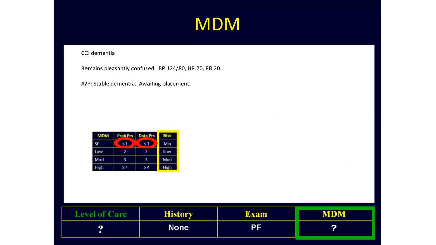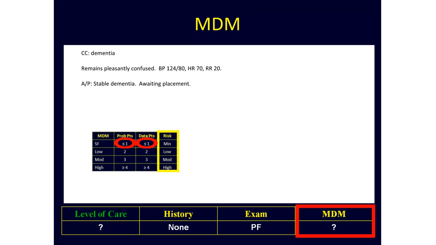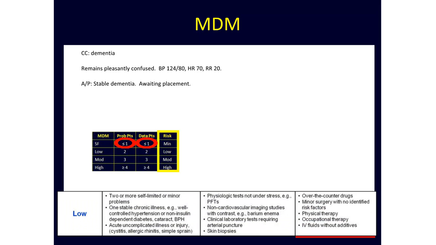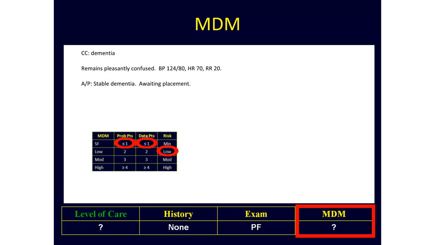The last step is to check the risk. Looking at the risk, the relevant portion of the risk table is the low-risk portion, because we have 1 stable chronic illness in the form of the dementia. Therefore, this encounter qualifies as being of low risk. So, we have 1 problem point, 0 data points, and low risk. Since 2 out of 3 dimensions are needed, this adds up to only straightforward complexity medical decision-making. So now the last key component is known.